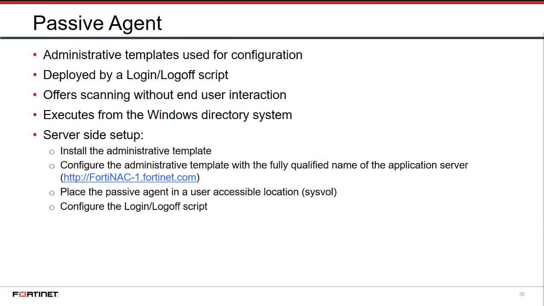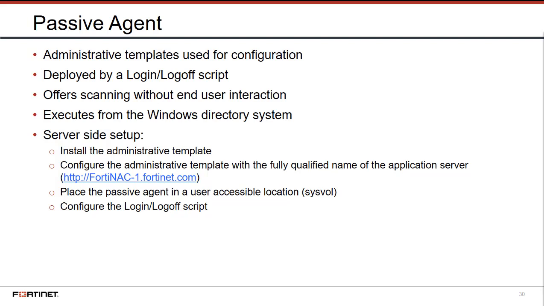We have the passive agent. The passive agent is for use in environments where domain login is part of the requirement. What we do here is we install an administrative template that's available from the UI of the Fortinet. We install that administrative template on the Active Directory server. Then we get the passive agent executable, which is an exe file, also off of the Fortinet. We can get this through the UI. And we place that executable in a user accessible location so it can be executed during login. Create a login script that executes that.